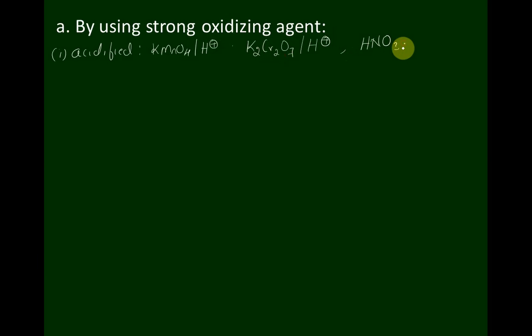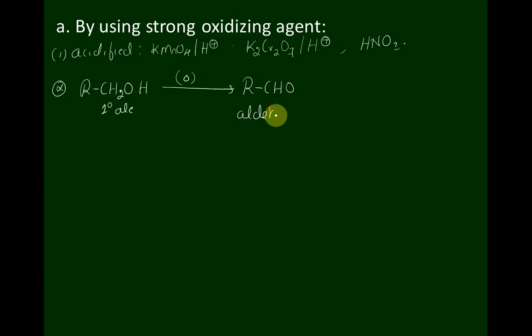All these three compounds act as strong oxidizing agents. How do they react with different alcohols? For example, when a primary alcohol is treated with any one of these strong oxidizing agents, first it gets converted into an aldehyde, which further gets oxidized to form a carboxylic acid.